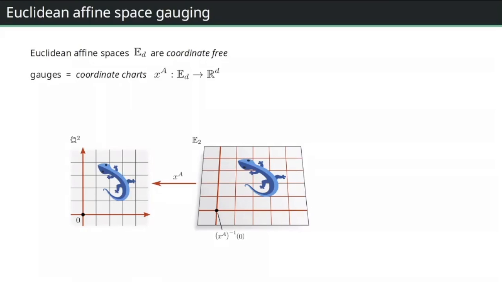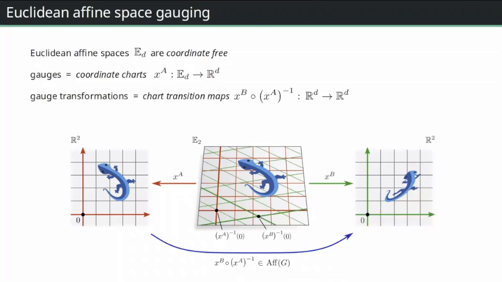And the gauges are in this case just coordinate charts, and we can choose global coordinate charts here, which are just maps from this Euclidean affine space to, in this case, R2. And you map over a signal from here to here, and you could think about it as pulling back the coordinate system here to your Euclidean space. And then we could use a different gauge or coordinate chart, X_B, and we get a chart transition map. So this map, which maps between these two coordinate representations, is just X_A inverse, and then we go along X_B to go from one to the other one.